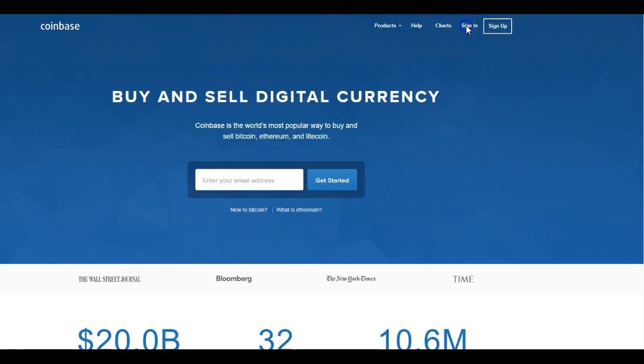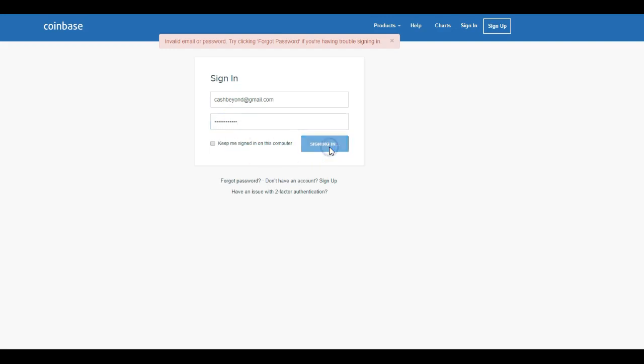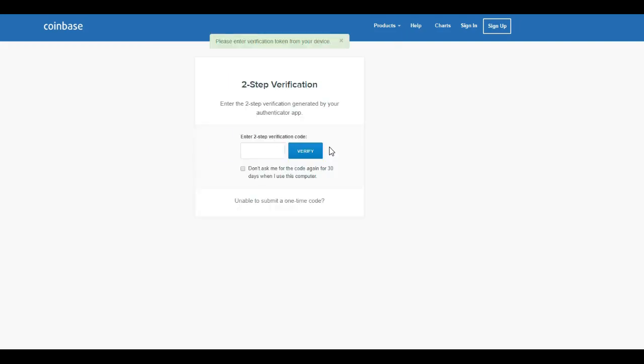Give me one moment here. Now, here we are in Coinbase. Get ready to sign into Coinbase, guys, so that you can actually see that this has actually been transferred in for me. Put my password in. I think that's the right one. Should be. Oh, nope, not the right one. There we go. Now I go into my two-step verification process.